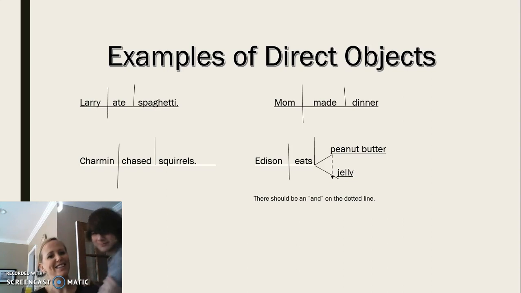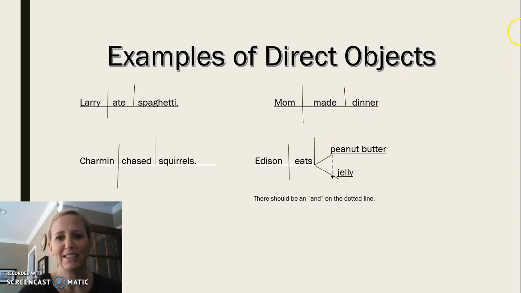Okay. Edison eats peanut butter and jelly. There should be an and right there. And in this case, we have a compound direct object. What does Edison eat? He eats peanut butter and jelly. Get these 4 examples written on the other side of the top flap so that you have them to refer to. And then we can move on. So you might want to pause for a few minutes.